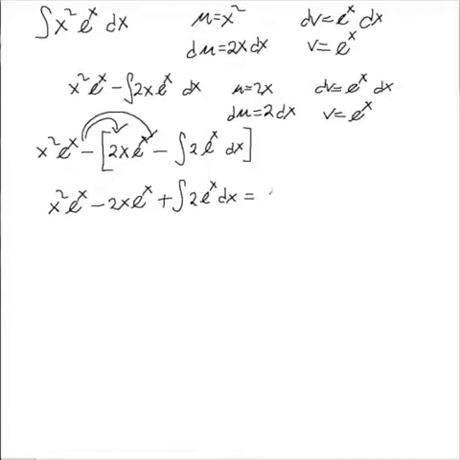And all of this, I think it's fairly obvious, becomes x squared e to the x minus 2x e to the x plus 2 e to the x plus a constant. Now technically with the constant, every time you integrated you would have had a constant, but let's just pretend that we had the constants, we summed them all up to get another constant. So there it is.